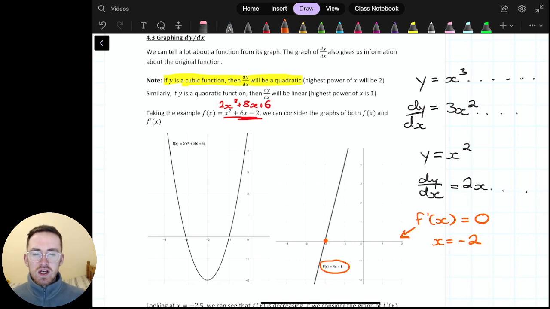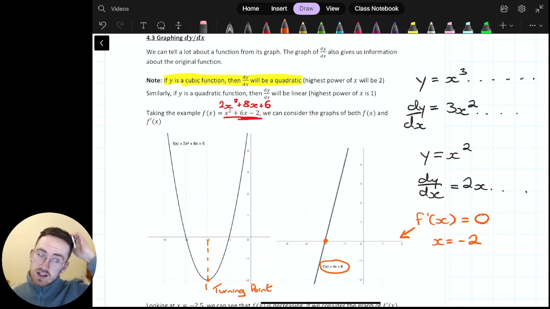And we can see where that comes up with our quadratic function. And we see it here. And we should recognise that at this point we have a turning point. So interestingly, on the left hand side where we had a turning point, on the right hand side that's the root of my graph for my derivative.